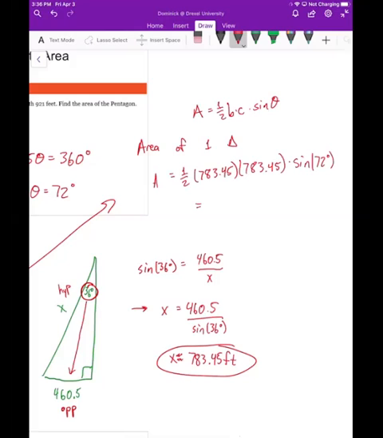All right, so now we'll let the calculator do this. So we have 783.45 times 783.45 times sine of 72, and then divide that by 2, and we'll get that the area of one triangle is, let's see, 291,876.35. So that's the area of one triangle.